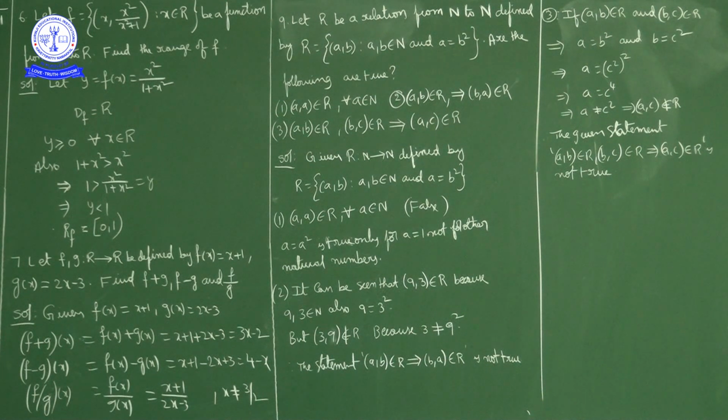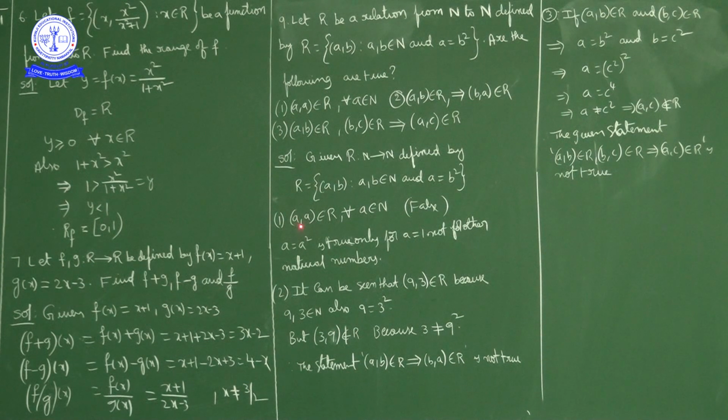So what is the relation given? a is equal to b square. First element is square of second element. Now (a, a) belongs to R, what does it mean? First element a is equal to square of second element. Left hand side and right hand side are equal when a is equal to 1 only, not for other natural numbers.